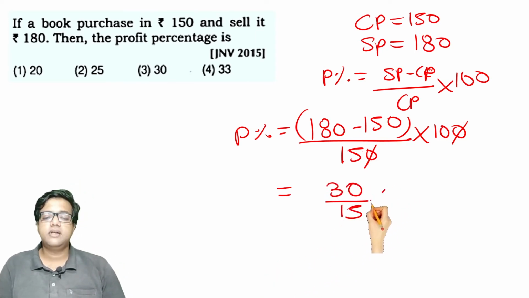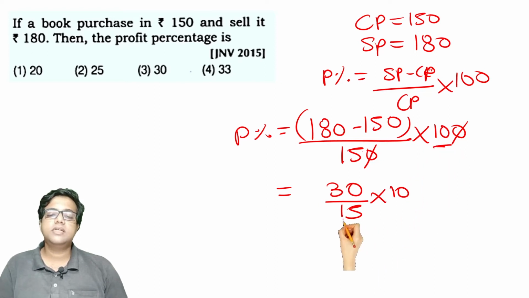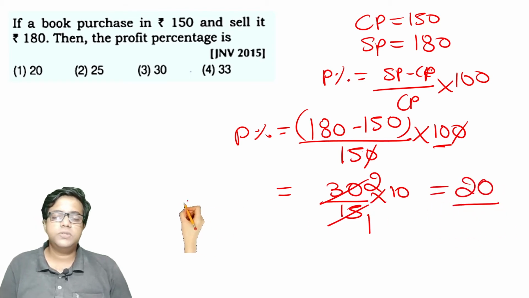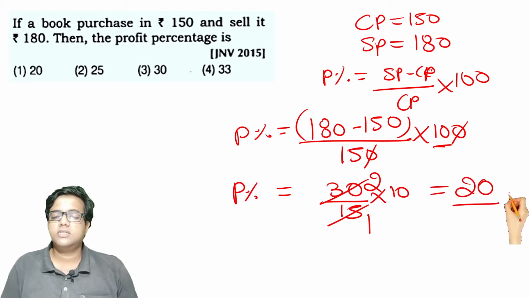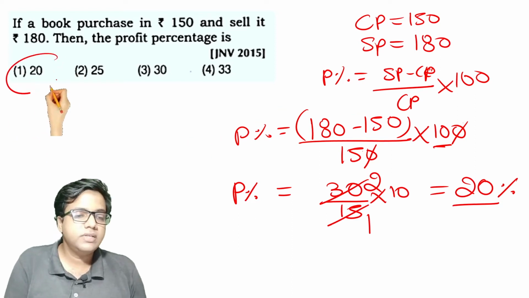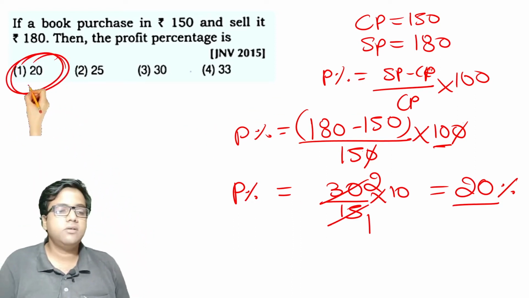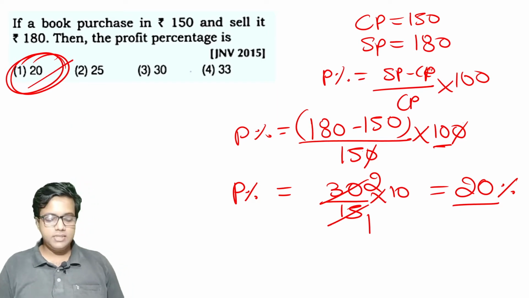30 by 15 into 10 is there. 15 ones are 15. 15 twos are 30. 2 into 10 will give you 20. Profit percentage is equal to 20%. So 20% is the right answer for this question. Option 1 is the right answer. This question came up in 2015.